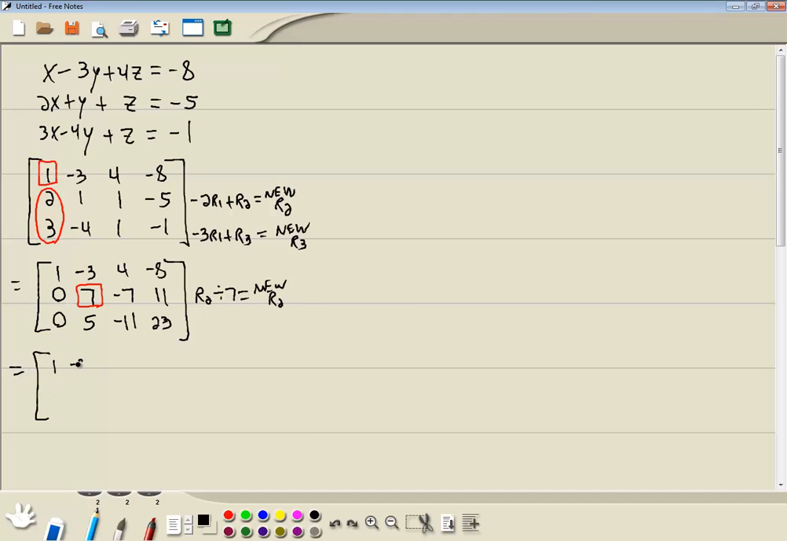So we got 1, -3, 4, -8. 0 divided by 7 is 0. 7 divided by 7 is 1. -7 divided by 7 is -1. 11 divided by 7 is 11 sevenths. And this row carries down.